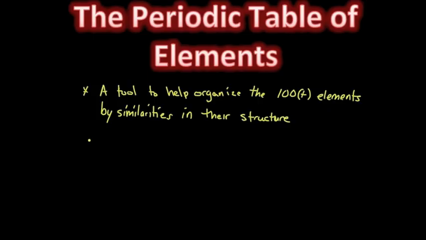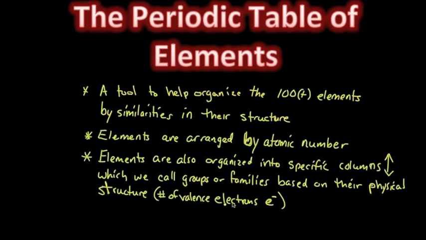Their physical similarities dictate how they react chemically, and we'll get into that in a moment. And when we say physical structure, we really mean the number of valence electrons they have. And what you notice here is I put an E with a negative sign, and I'm going to use that symbol to indicate the word electrons from now on going forward. Now, in addition to being organized into columns, which we call groups and families, they are also arranged from left to right into what we call periods based on the number of electron shells or orbitals that each atom has.